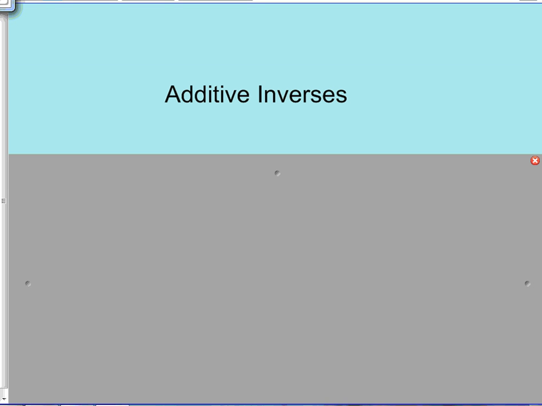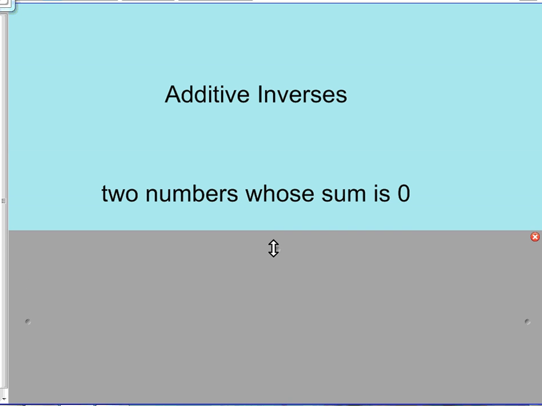Okay, so today we are going to be talking about adding and subtracting integers. So we only have one vocabulary word today, and that is additive inverses. And additive inverses are two numbers whose sum is 0.